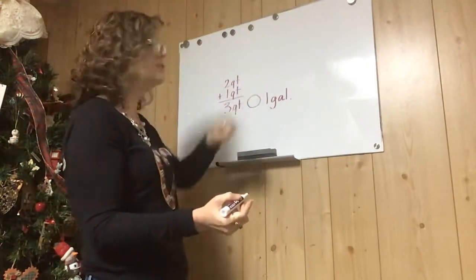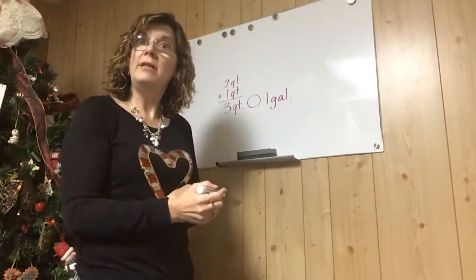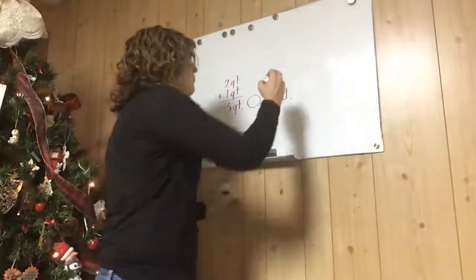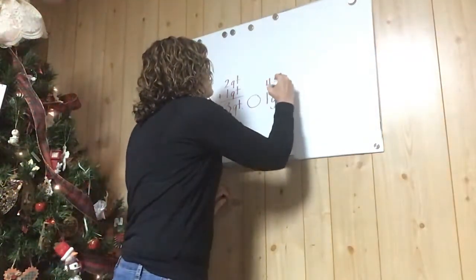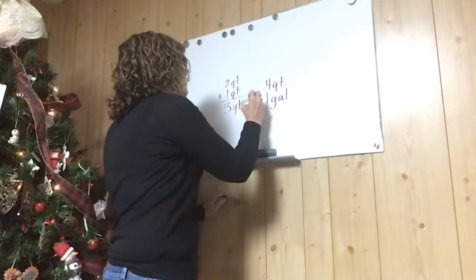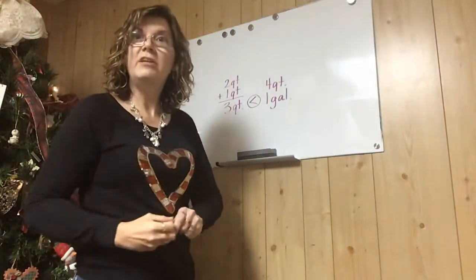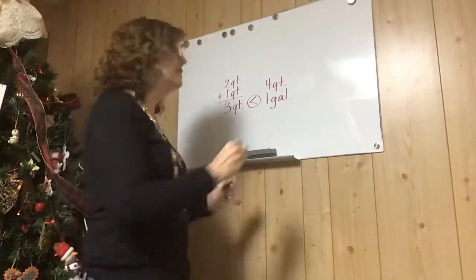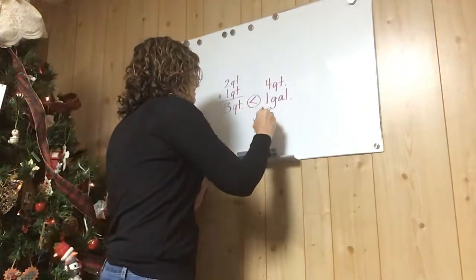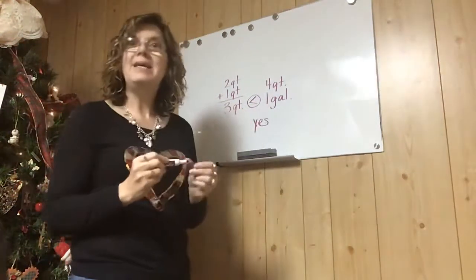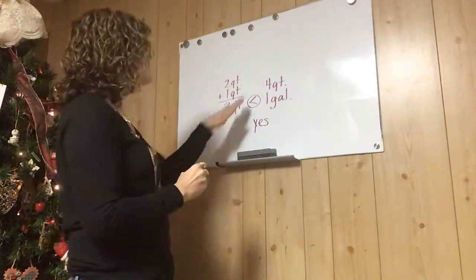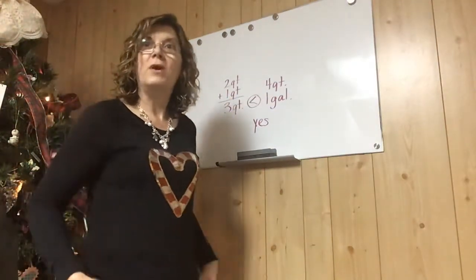Well, let's change the gallon to quarts. How many quarts are in a gallon? 4 quarts. So 3 quarts is less than 4 quarts. So would it fit in a 1 gallon container? Yes, it would. So bubble in yes. 3 quarts would definitely fit in a 4 quart or 1 gallon container.